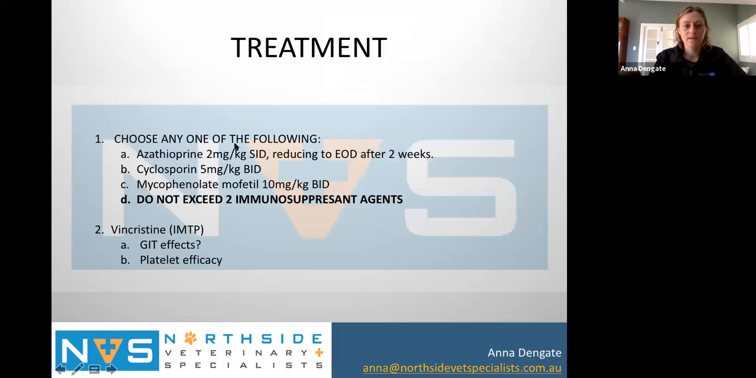So which second agent do we choose? Essentially, azathioprine, cyclosporin, mycophenolate, all equally effective based on studies with different downsides. So, for example, azathioprine, we're not going to give it to cats, but obviously there's a risk of hepatotoxicity. So if there's an underlying hepatopathy of any kind, I'll stay away from azathioprine.